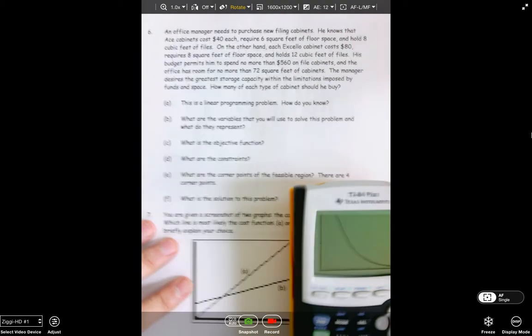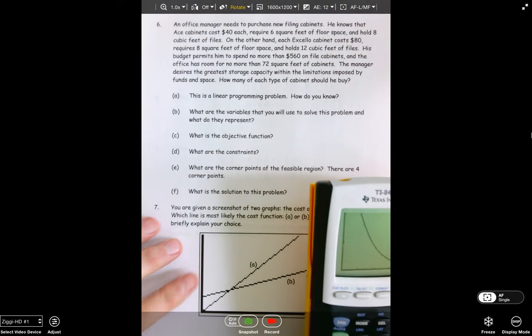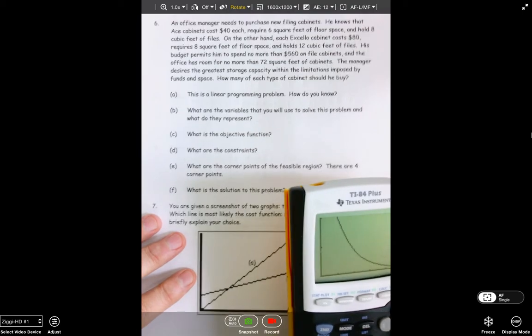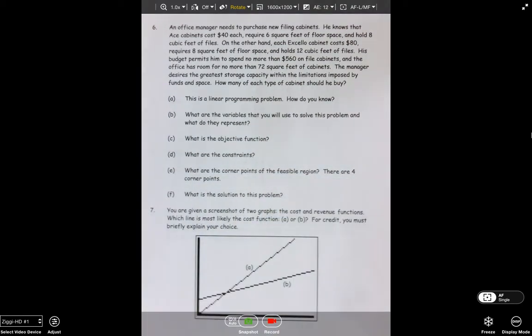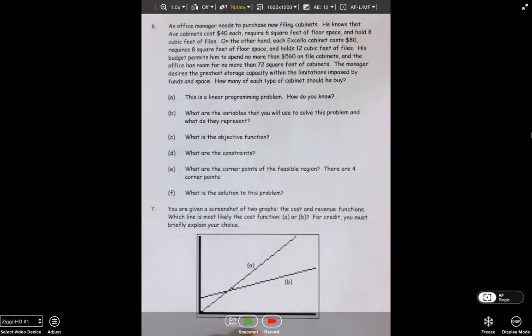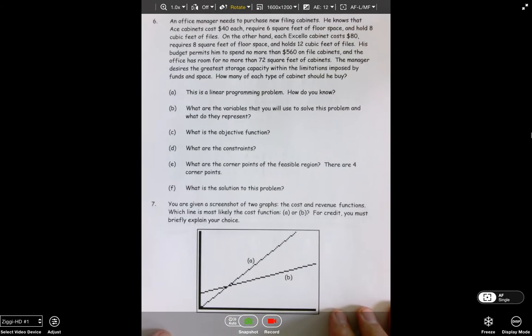All right, number 6 and number 7. Let's go ahead and try to knock these two out, and then I may pause this video and start another one in just a second, because number 6 is going to take a while. I'll tell you what, let's go on down to number 7. Number 7, let's just knock it out real quick.